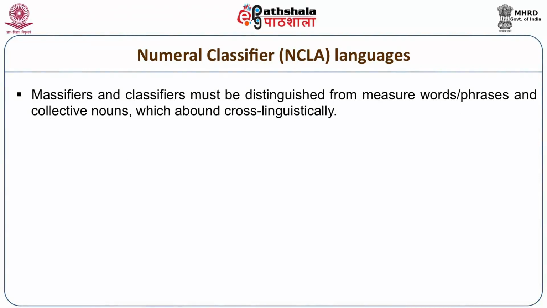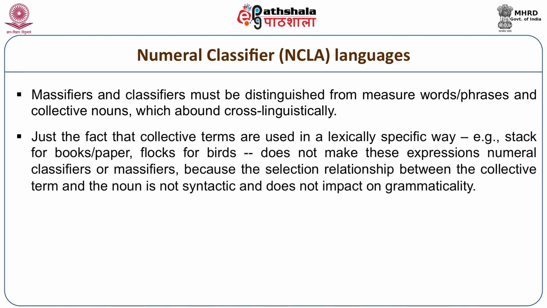Massifiers and classifiers must be distinguished from measure phrases and collective nouns, which actually abound cross-linguistically. Just the fact that collective nouns are used in a lexically specific way, for example, you say a stack of books, a flock of birds, does not make these expressions numeral classifiers or massifiers, because the selection relation between the collective term and the noun is not syntactic and does not impact on grammaticality. In languages with genuine massifiers, the non-use of a massifier or a classifier will result in ungrammaticality.